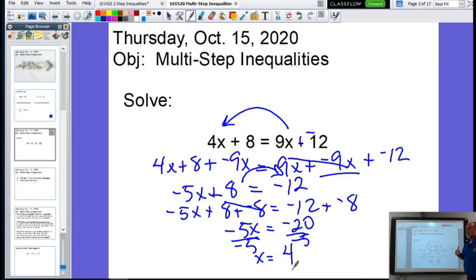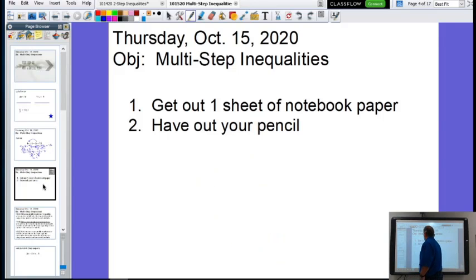Now my question is then, do you solve a multi-step inequality the same way? Well, we found out that with two-step inequalities, we solved them the same way. There was just one difference, one thing. When I got to this line right here, if my coefficient was negative, then I had to flip the inequality. So do you think that's what we're going to do with multi-step? I bet so.